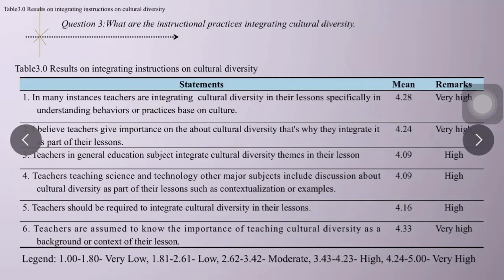Respondents also gave high remarks on believing that teachers in general education have included cultural diversity in their lesson. And teachers in science and technology discuss cultural diversity in their topic as a contextualization, and they believe that teachers have to integrate cultural diversity.